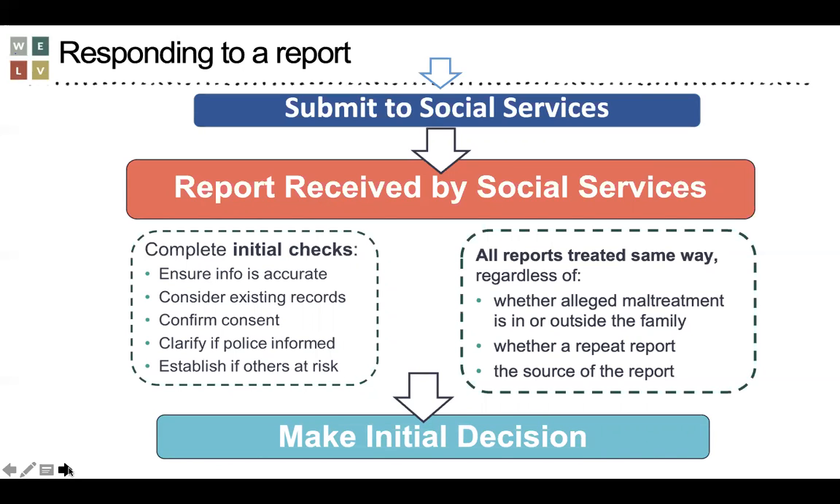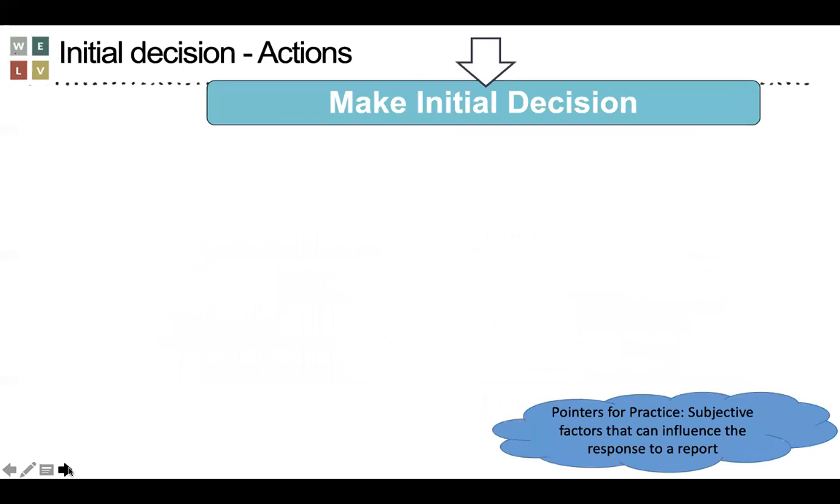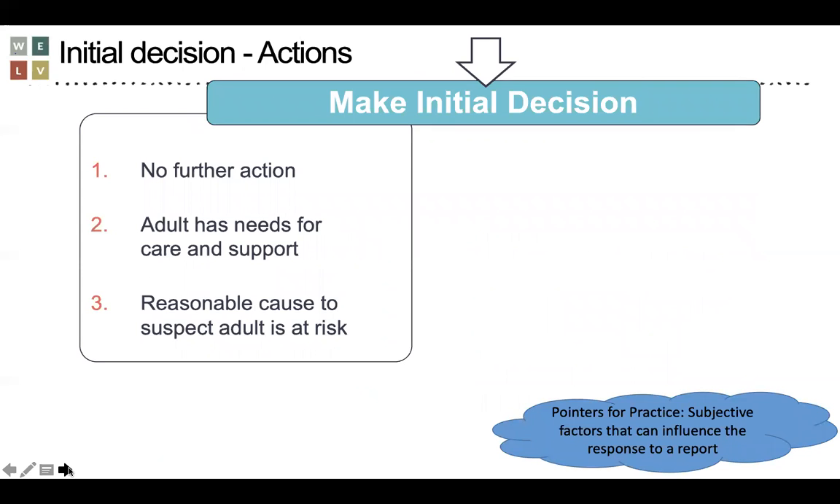Once social services have completed those initial checks, they are required to make an initial decision. And within the procedures, there are 3 decisions to choose from. The first is that there is no further action to be taken. The second is that the adult has needs for care and support. And the third option is that there is reasonable cause to suspect that the adult is at risk.